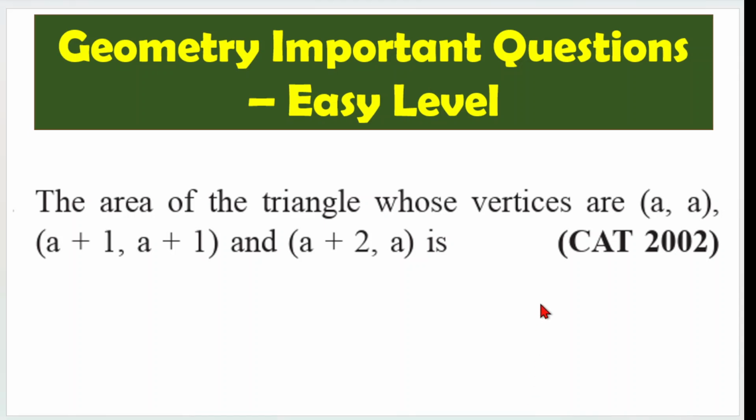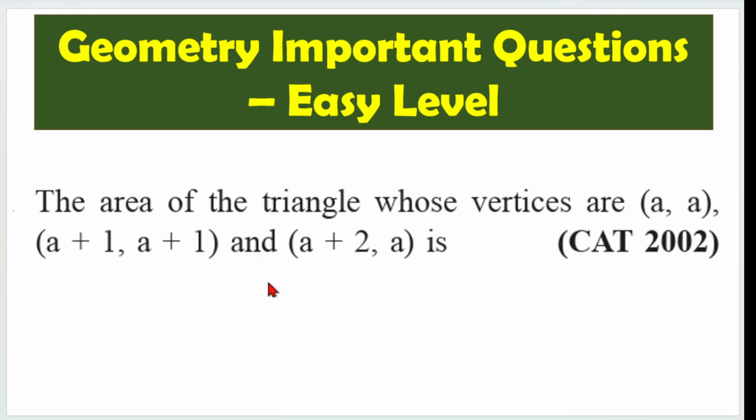Here in this problem, we are given the vertices of a triangle: (a+1, a+1), (a+2, a), and (a, a). We have to find the area of this triangle. Now, one thing is we can use a very big formula, given vertices, for the area of a triangle. But here there is some symmetry.